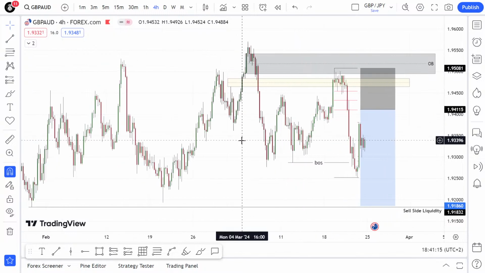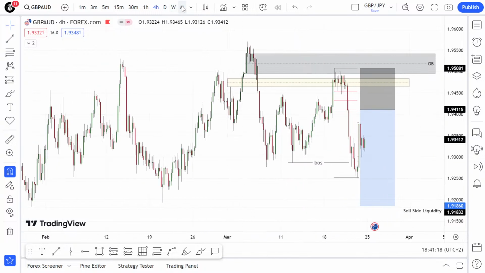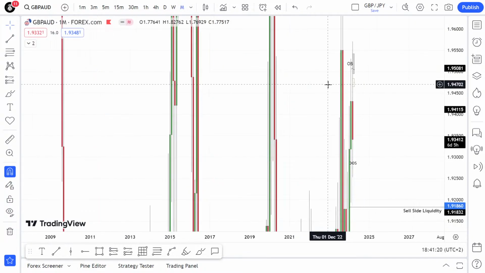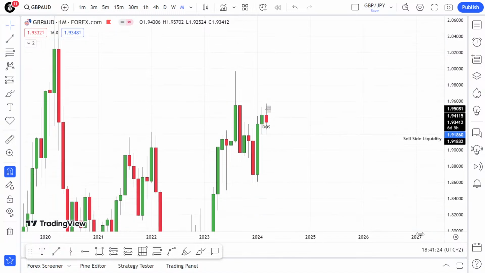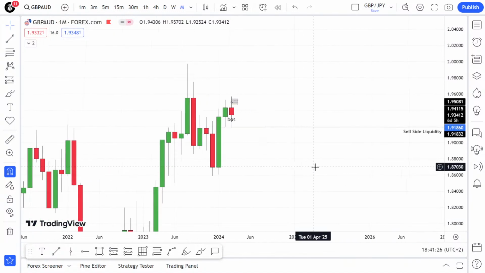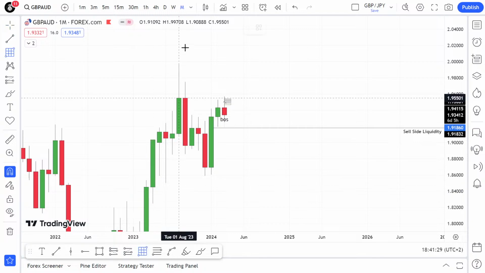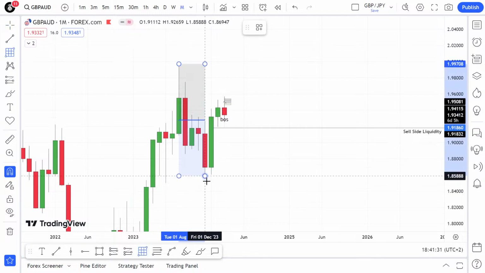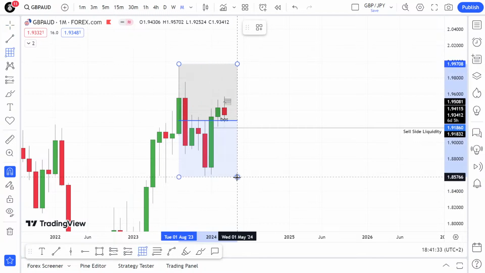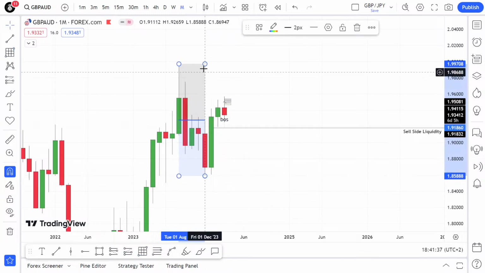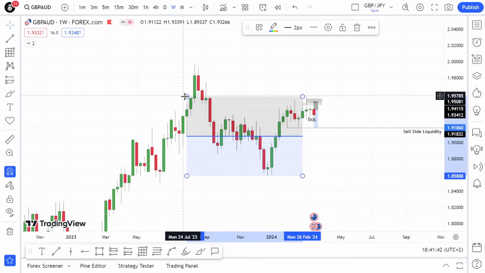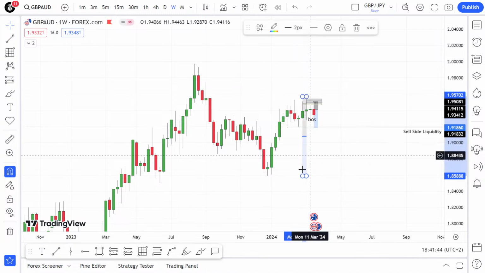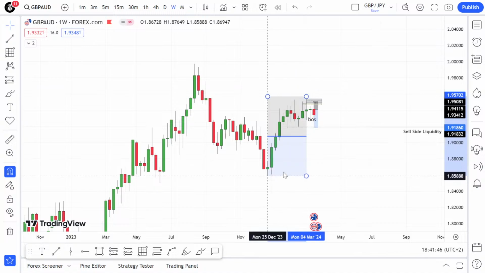So let's just look at the structure here. Let's start from monthly, because that is a good time frame to start to look for the dealing ranges. In monthly, the first dealing range is this one. We are in the premium of that one. Looking also at this from a weekly perspective, this is your latest weekly dealing range. We are in the premium.